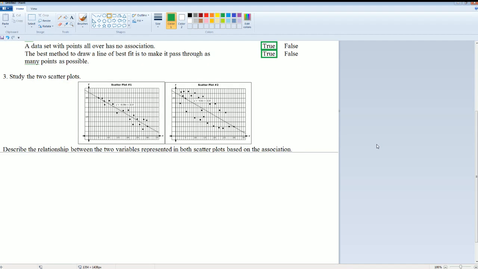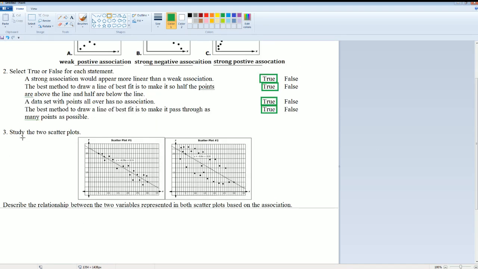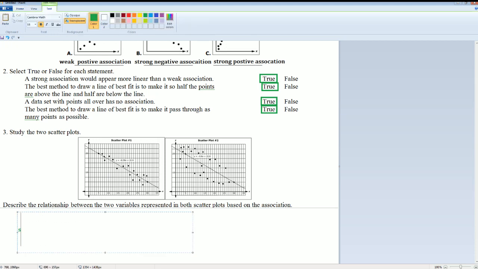All right. And the last one. Okay. Study the two scatter plots. Describe the relationship between the two variables represented in the scatter plot. Well, the first thing we would say is if it's weak or strong. This is all close together, so we would say here that scatter plot number 1 is a weak, and it looks like it's going up or down. It goes down, so we would say it's a weak negative association.